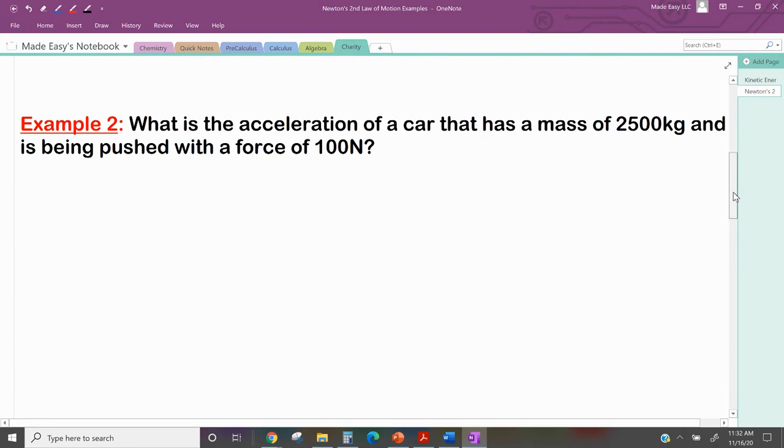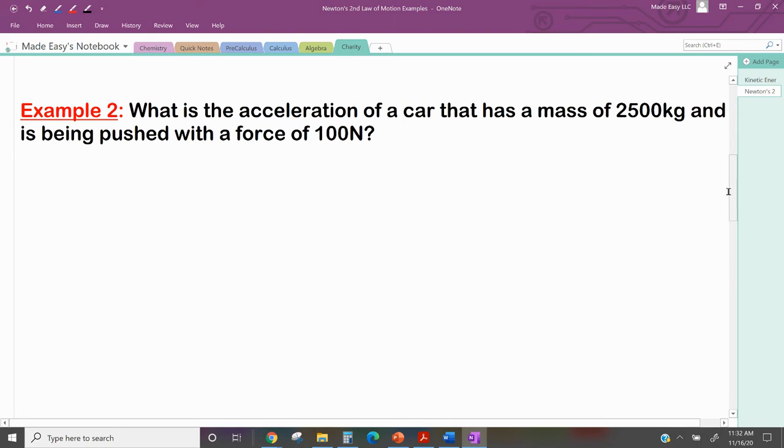Okay, another common application is calculating the acceleration of something. So I'm going to begin by writing down the equation. Force equals mass times acceleration.